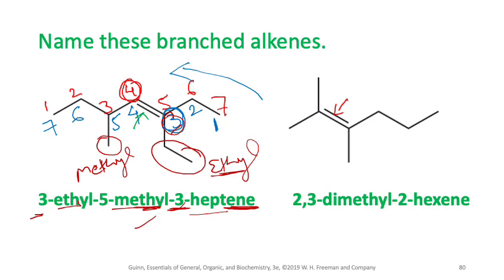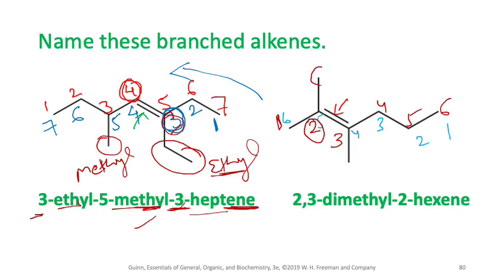Let's try to do the second one. So we start from here. You can start from the top: 2, 3, 4, 5, 6, right? The second way of counting is 1, 2, 3, 4, 5, 6. So which way is the correct way? The one that we did before in the red color. Why? Because I'm giving the second number to the double bond, whereas in the blue one I'm giving the 4th number. So the 2 is lower, right? The lowest one that we can get.